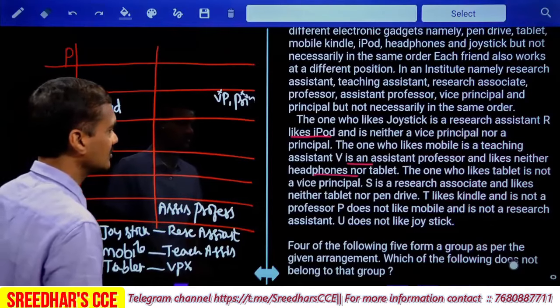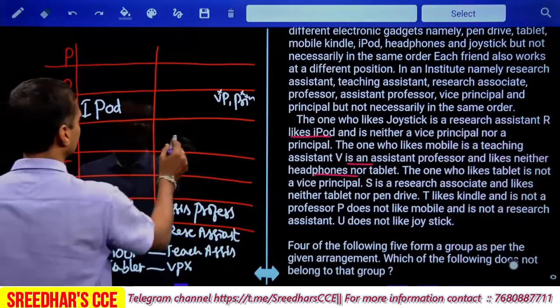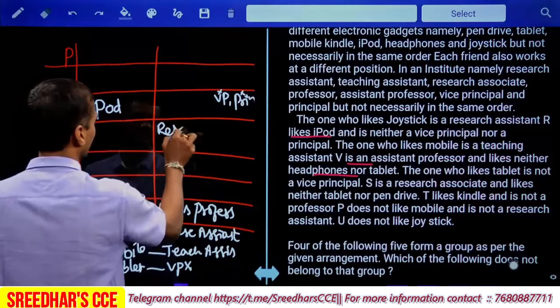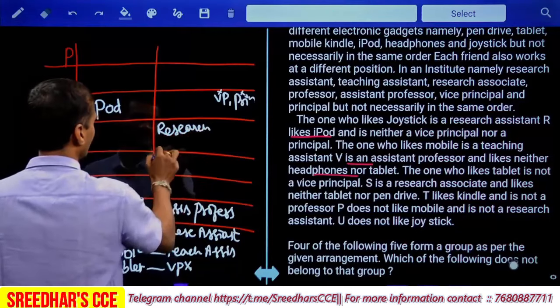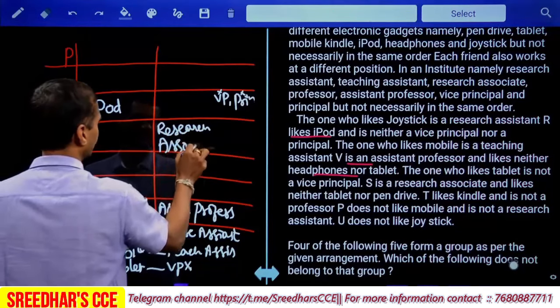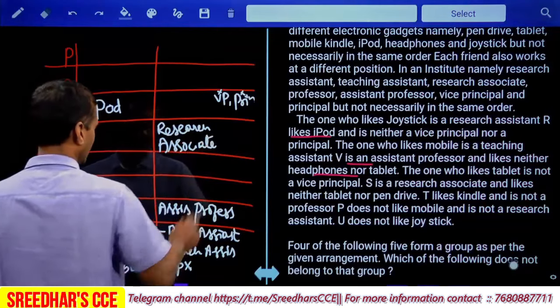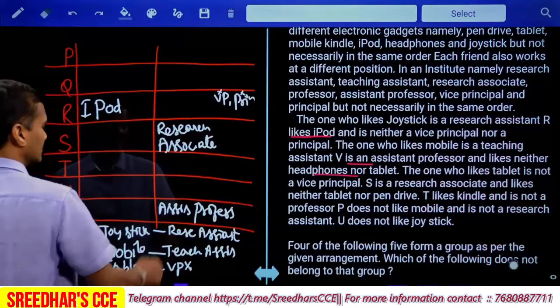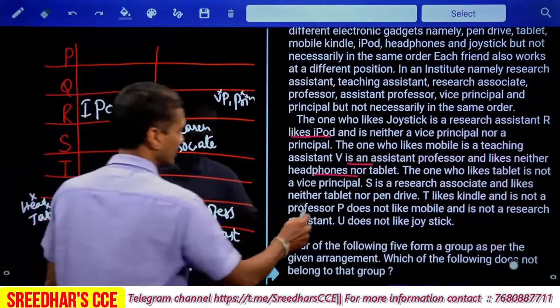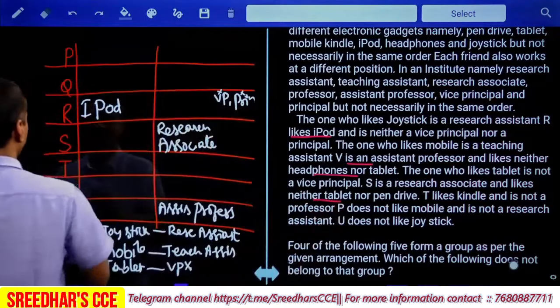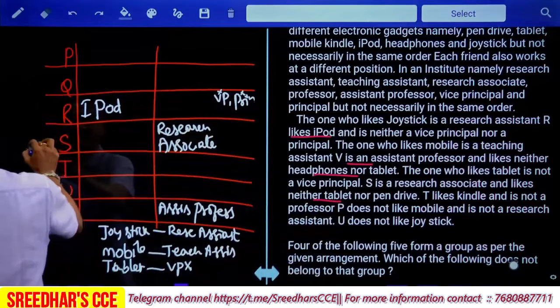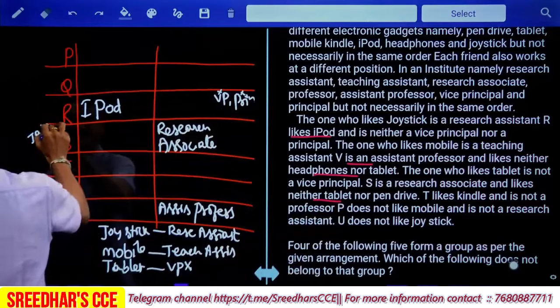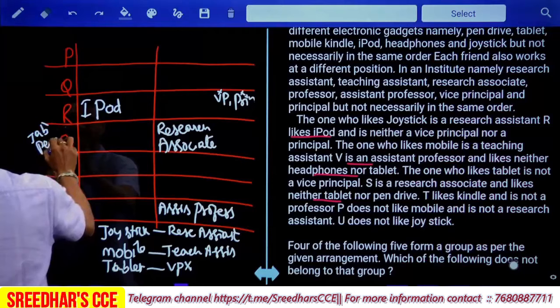S is a research associate. Now, whatever this is, S is a research associate, isn't it? No. Joystick is research assistant but not associate. Hence, S is research associate and likes neither tablet nor pen drive. Hence tablet cannot be here, and pen drive cannot be here. Neither tablet nor pen drive.